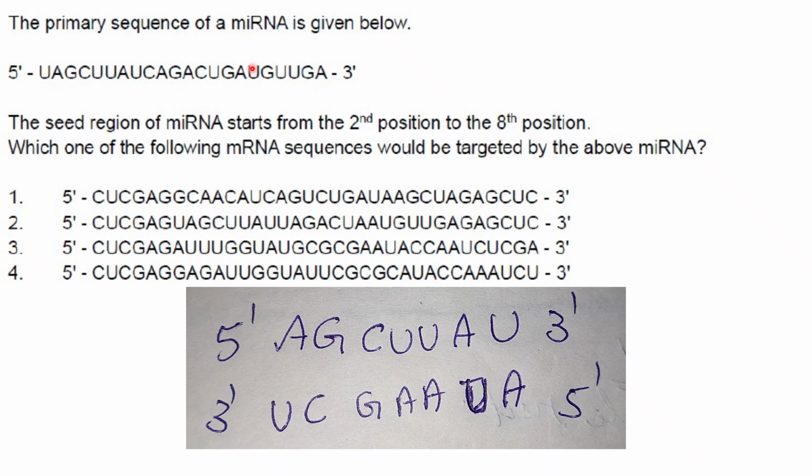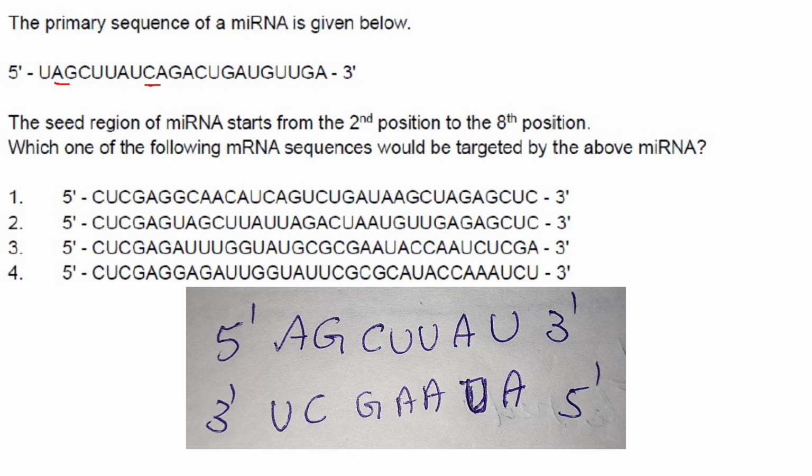Then the next one, the primary sequence of a miRNA is given here. The seed region of the miRNA starts from the second position, that is here, to the 8th. 1, 2, 3, 4, 5, 6, 7, 8. This is the 8th position. The seed region is the one where this miRNA will form complementary base pairing with the mRNA. And after forming this complementary base pairing with the mRNA, it will degrade the mRNA with the help of certain enzymes.